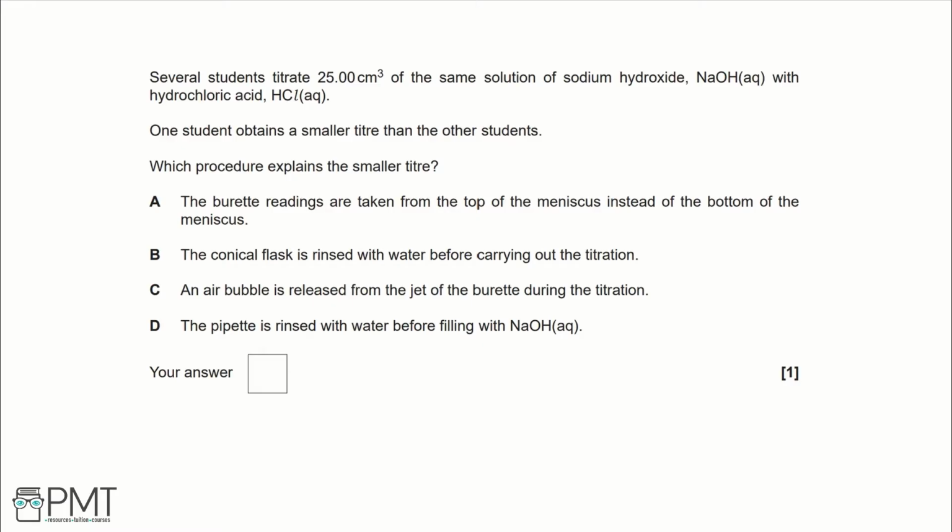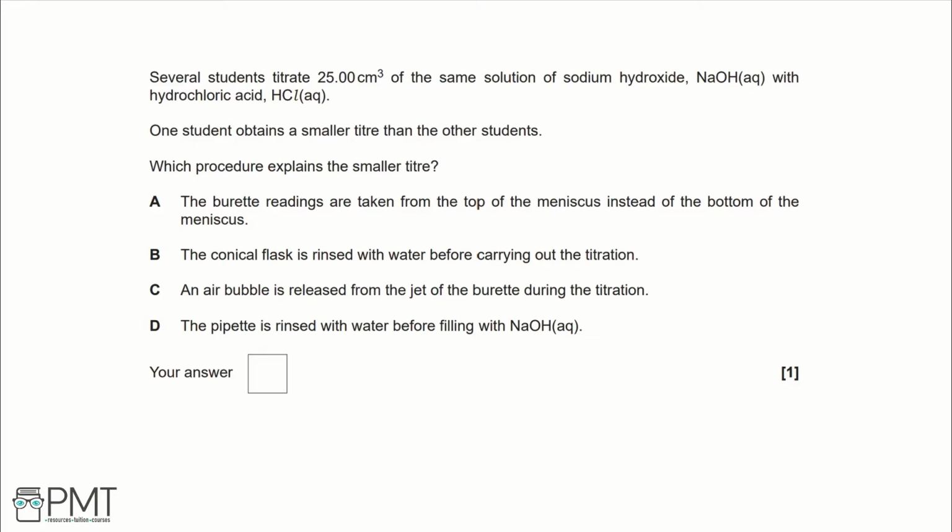A. The burette readings are taken from the top of the meniscus instead of the bottom of the meniscus. B. The conical flask is rinsed with water before carrying out the titration. C. An air bubble is released from the jet of the burette during the titration. D. The pipette is rinsed with water before filling with NaOH.